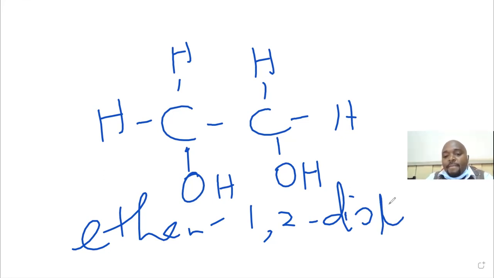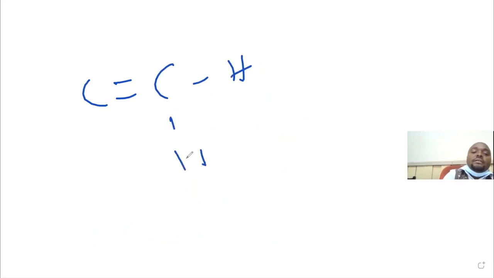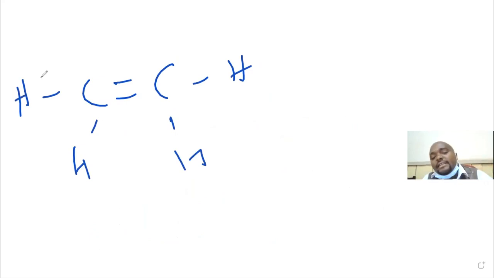Next, we have addition of concentrated sulfuric 6 acid. Considering ethene, when you add it to sulfuric 6 acid, you get ethyl hydrogen sulfate.